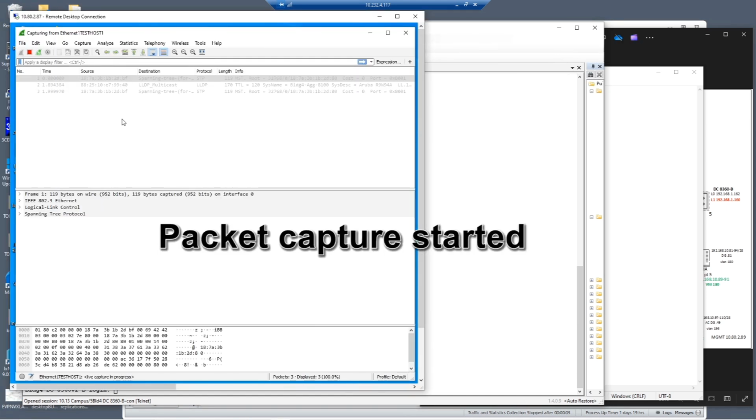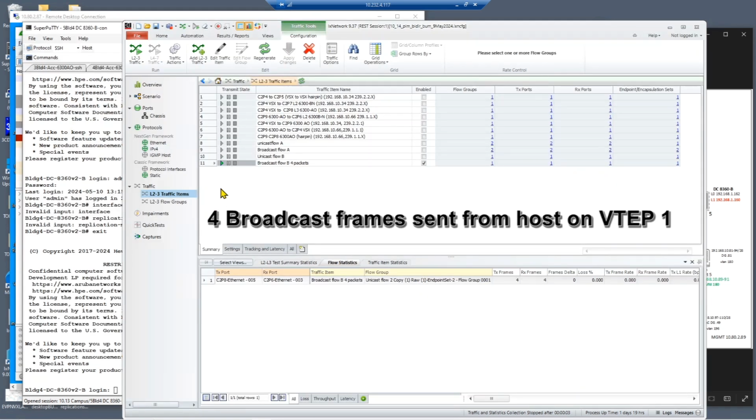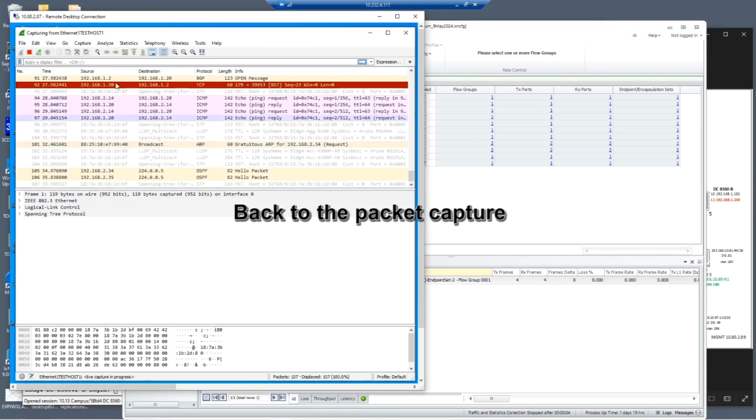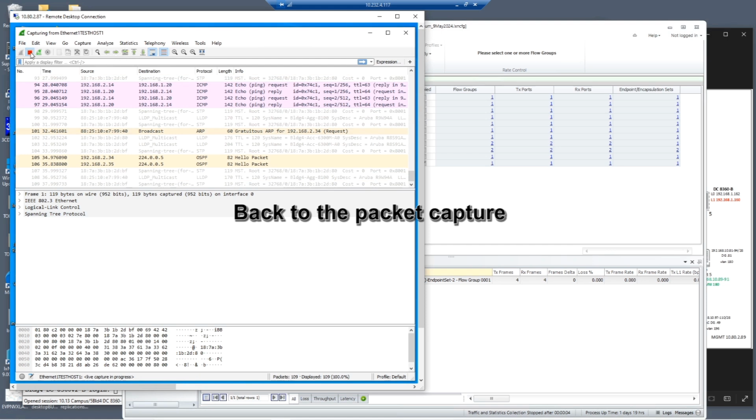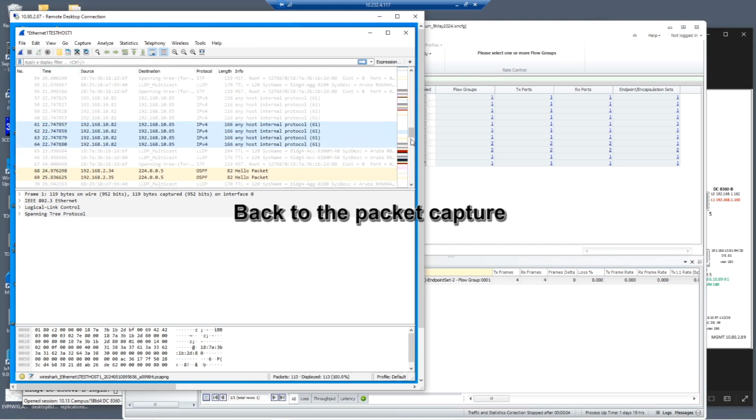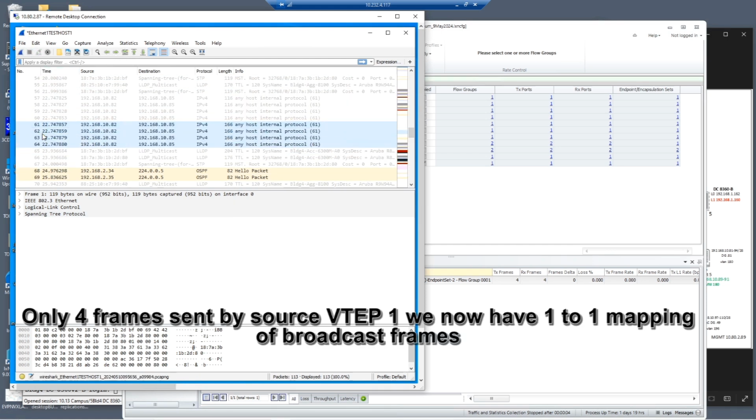Let's start off with the packet capture again. Now let's send the four broadcast frames from the host on VTEP 1. Now back to the packet capture. Only 4 frames are sent by the source VTEP 1. We now have a one-to-one mapping of broadcast frames.